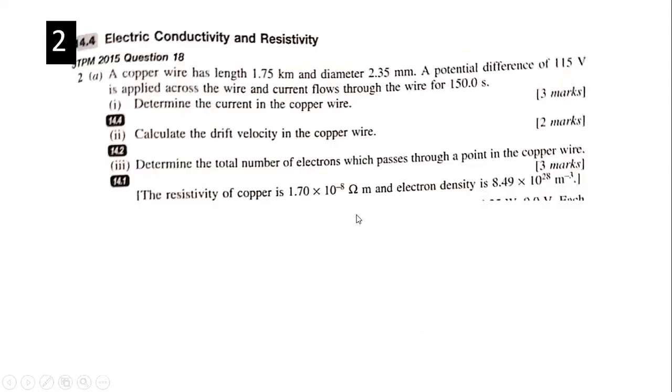Okay, let's go to question 2. A copper wire has a length, quite long, 9 meter. A potential difference of 115 volt is applied across the wire and current flows through the wire for 150 seconds. Determine the current in the copper wire. Okay, how am I going to do that?